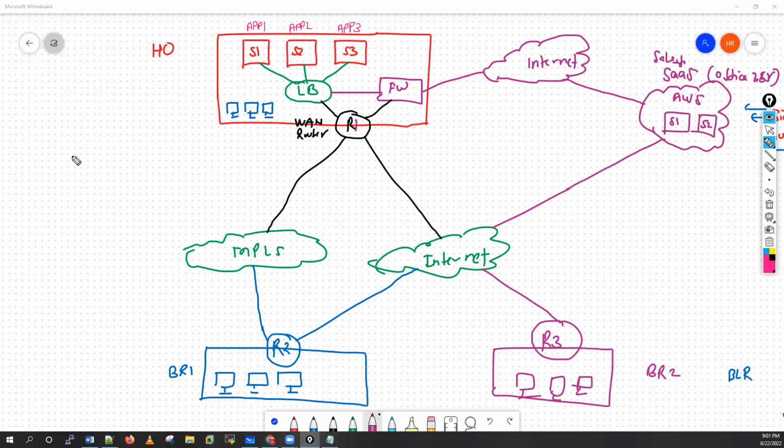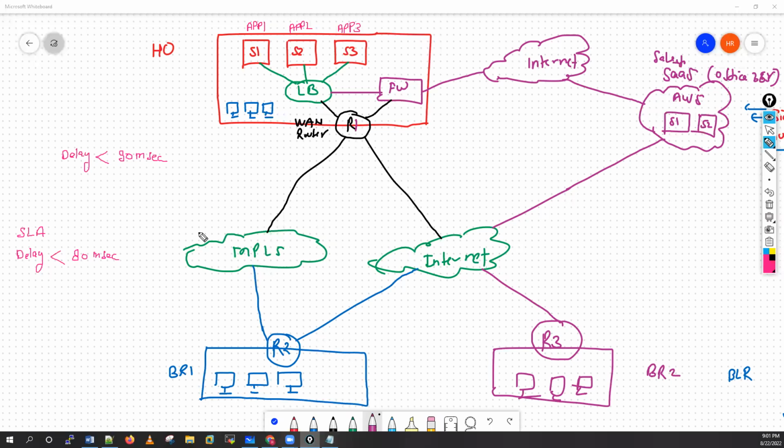If the delay on my network is less than or equal to 90 milliseconds, this application will work very, very well. And according to this MPLS link, they have an SLA. According to their SLA, they are saying your delay is always less than maybe 80 milliseconds. This is the type of SLA we have with the MPLS provider.